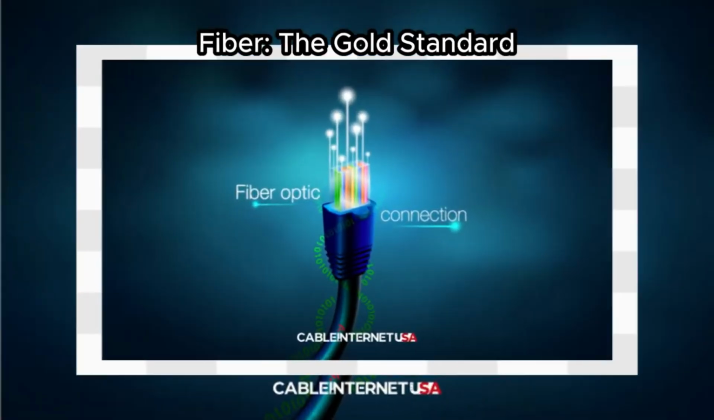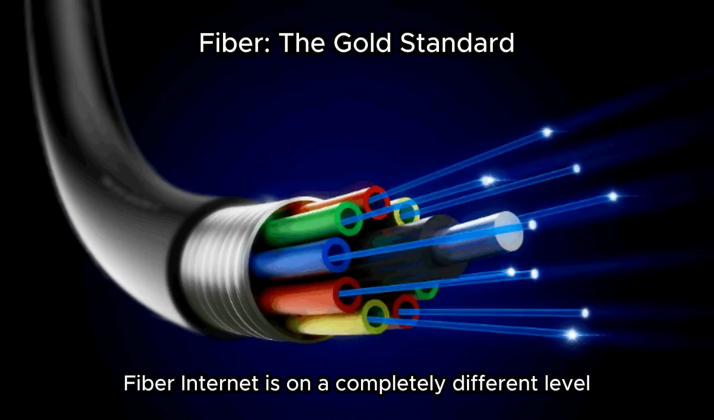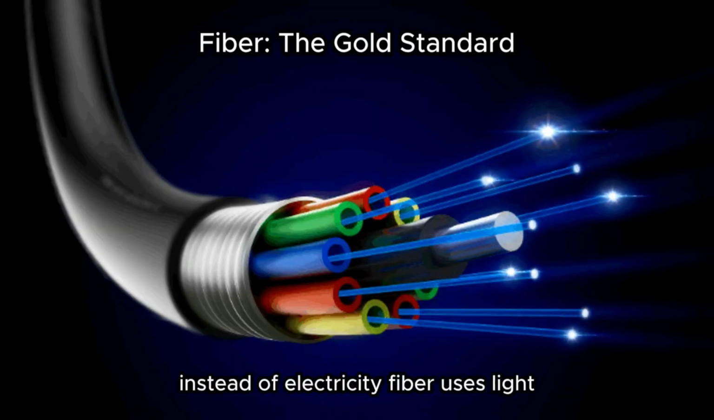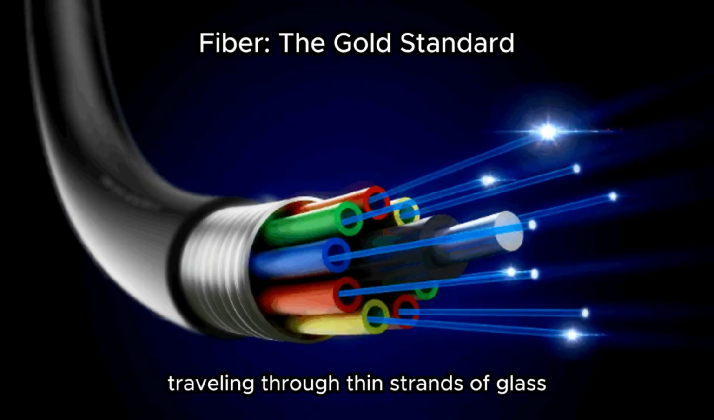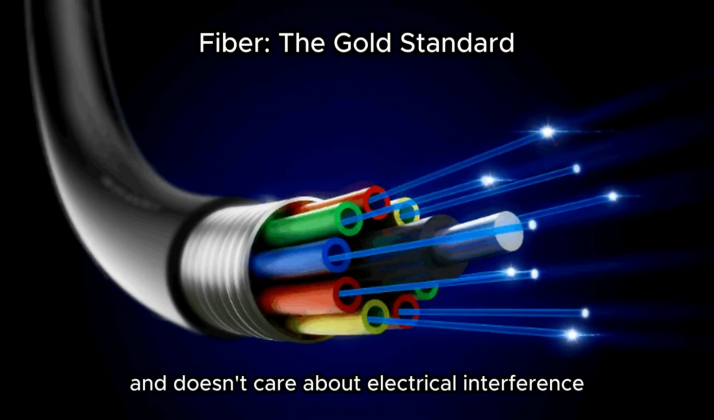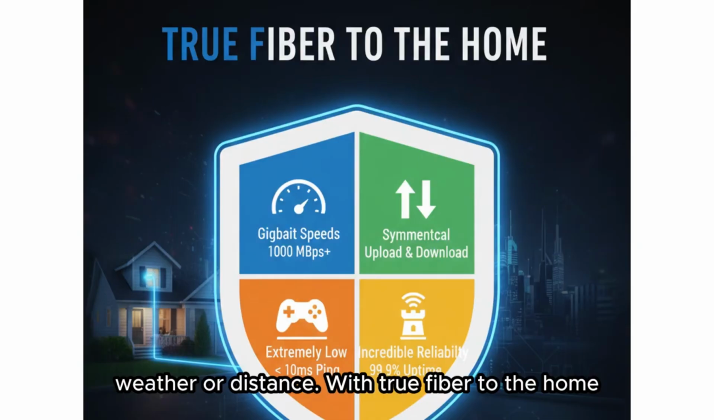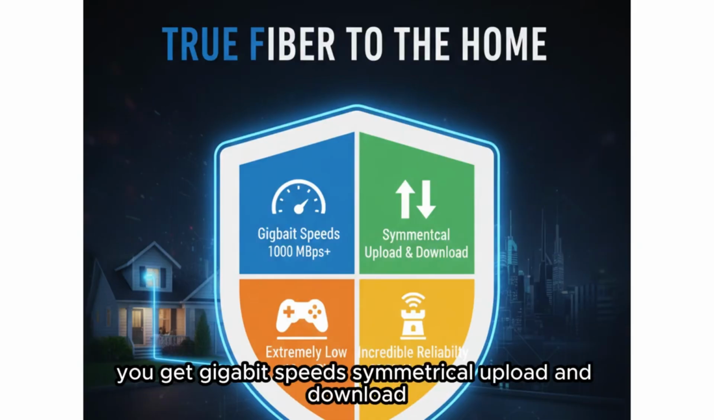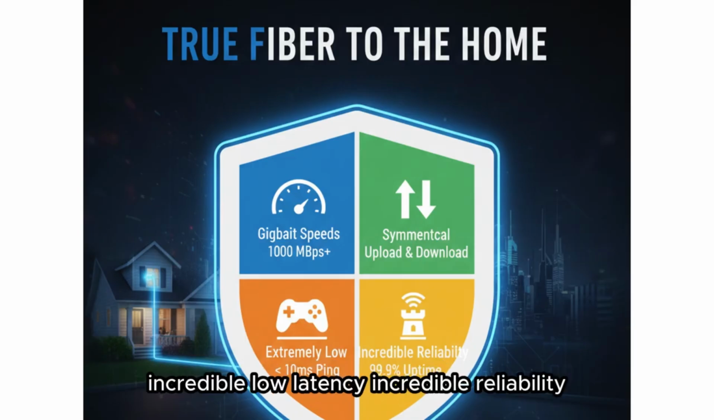Fiber, the gold standard. Fiber internet is on a completely different level. Instead of electricity, fiber uses light traveling through thin strands of glass. Light moves insanely fast and doesn't care about electrical interference, weather, or distance. With true fiber to the home, you get gigabit speeds, symmetrical upload and download, incredibly low latency, incredible reliability.